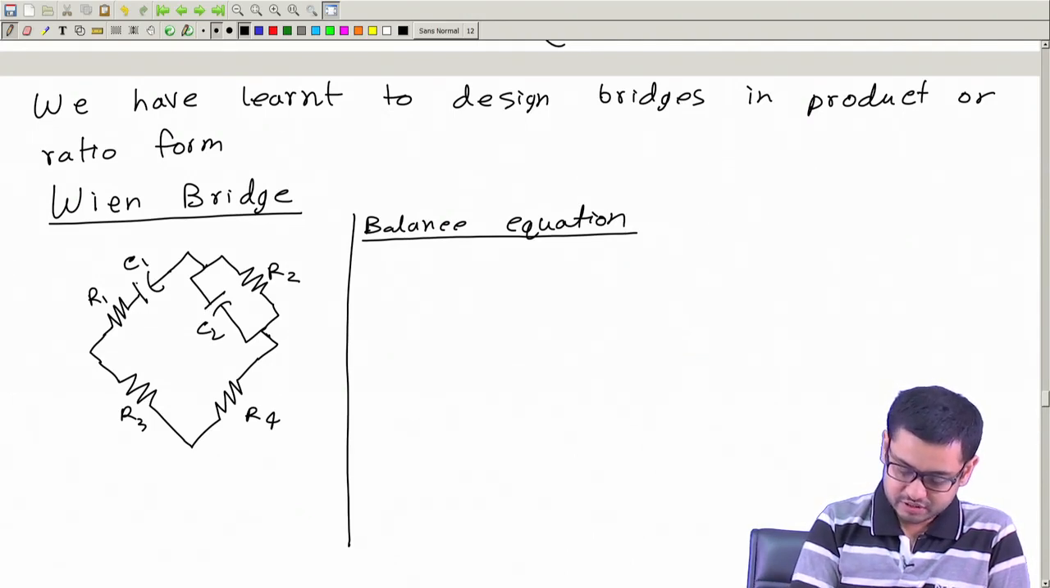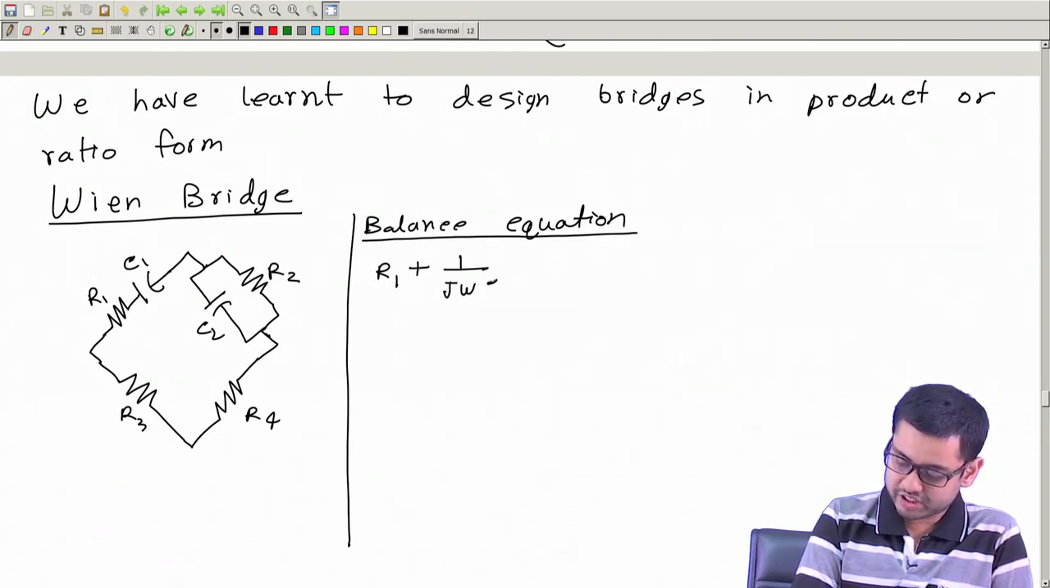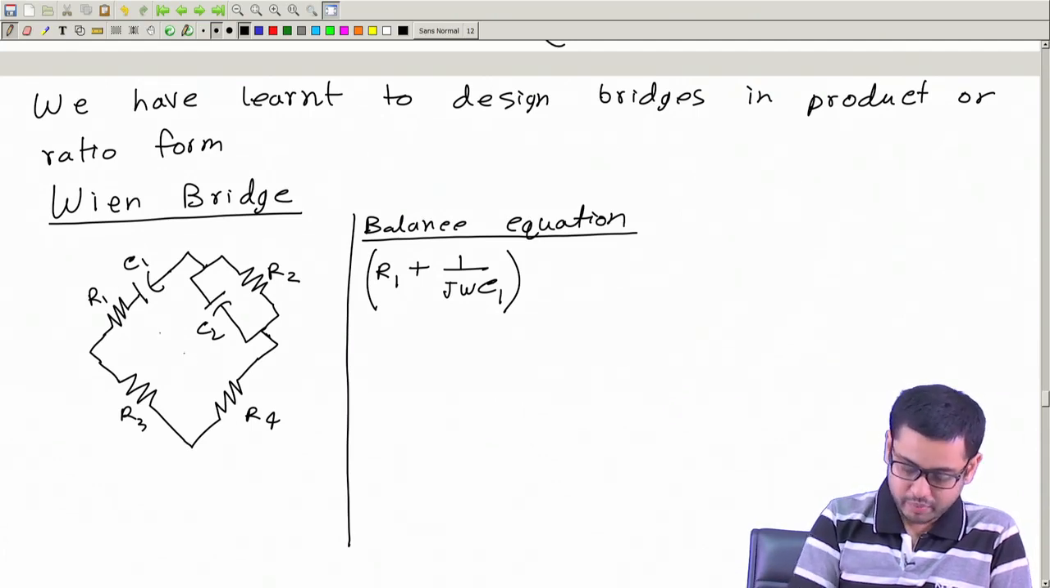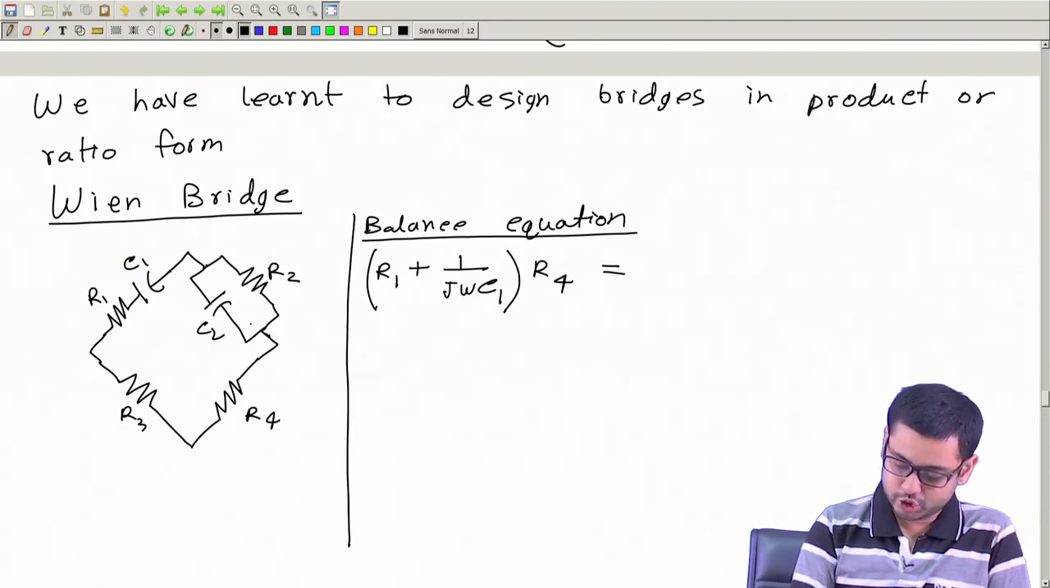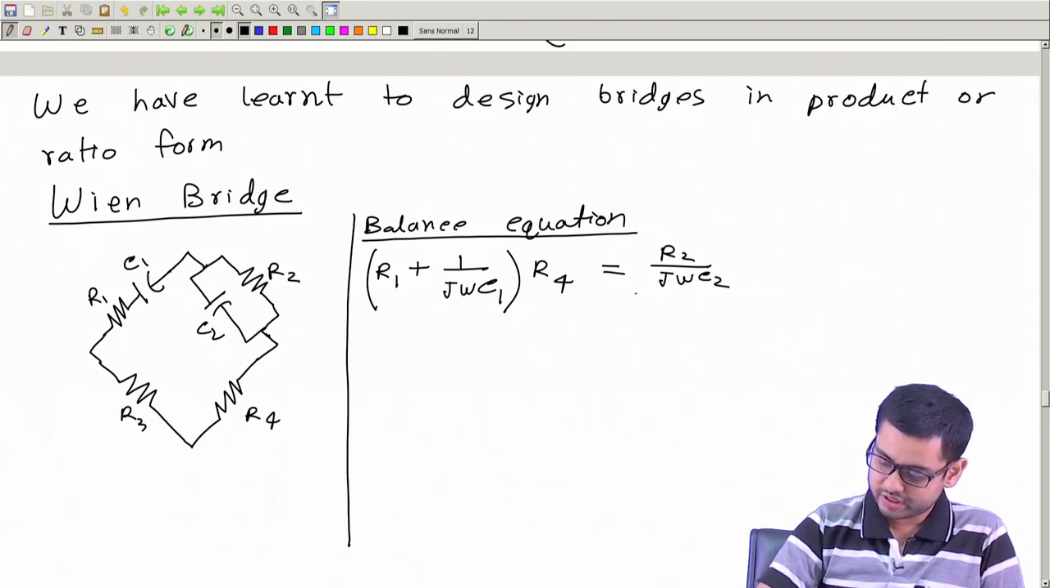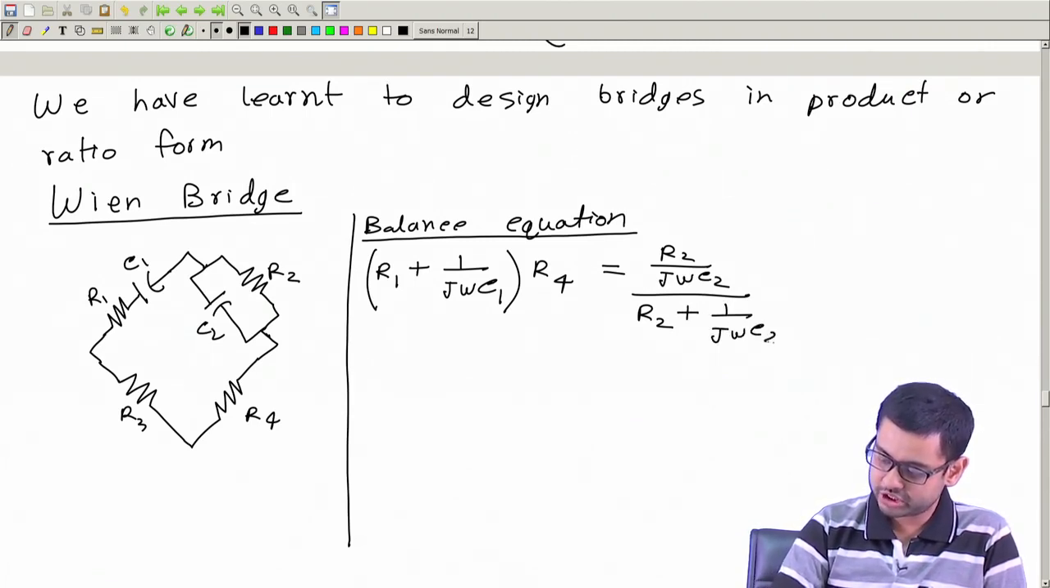So, how do we proceed? We will proceed by the simple rule Z1 by Z2 equal to Z3 by Z4, like that. Okay. So, let us write this as Z1 is R1 plus 1 over j omega C1, this branch. Okay. And let me multiply this with R4, and here let us write this branch Z2. Now, Z2 will be parallel combination of these two. So, that means R2 by j omega C2 divided by R2 plus 1 over j omega C2. This is the parallel combination of R2 and C2 whole multiplied by R3.